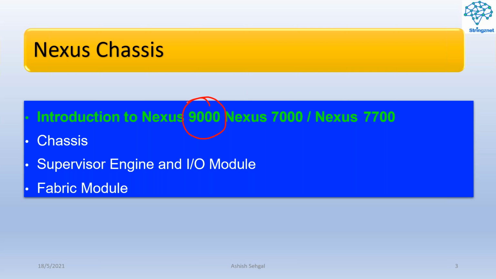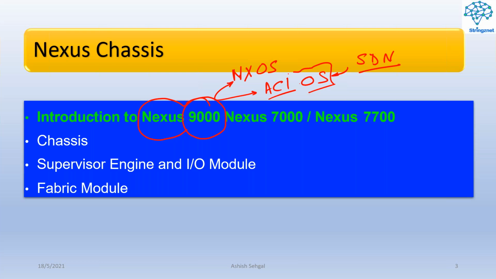This Nexus 9000 is the top-notch switch. It is available in two different variants with regards to the operating system and functionality. One variant is Nexus 9000 with the Nexus operating system running, and the other is Nexus 9000 with the ACI operating system running, which is nothing but Cisco's SDN solution, software-defined networking solution, which we will be talking about. And definitely we have to work extensively on this operating system. Okay, first of all, let us give our focus to Nexus 9000.